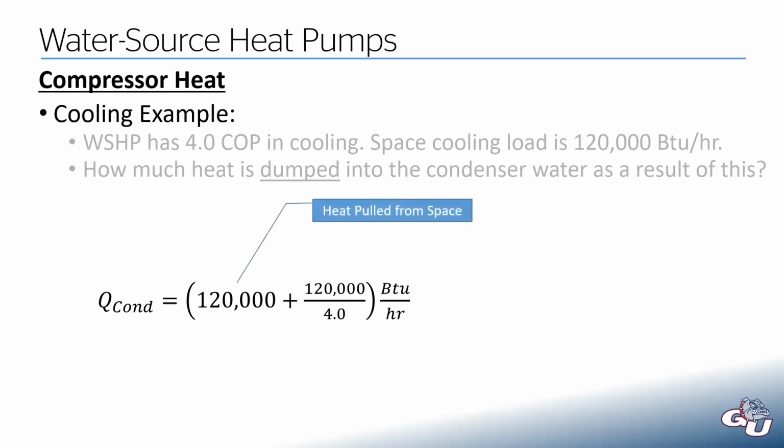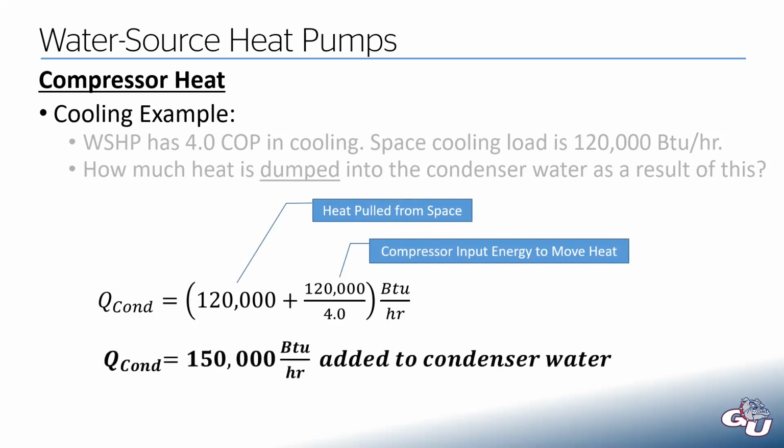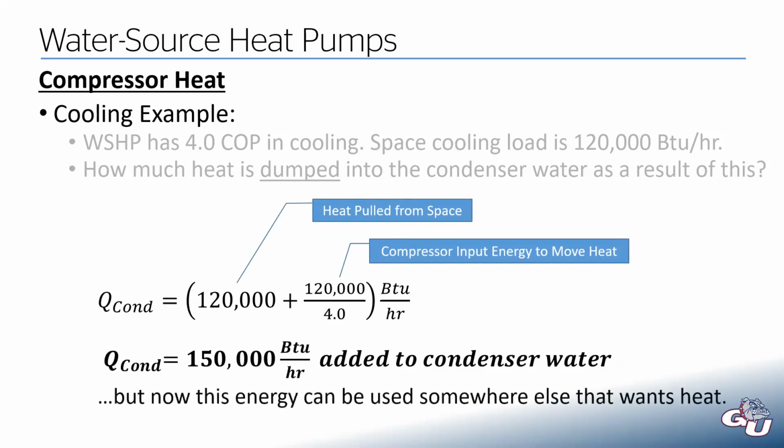That first term is the heat we're pulling from the space. The second term is our compressor energy that's required to move that 120,000. And so we're ultimately going to add 150,000 BTUs per hour to the condenser water. But now this energy can be used somewhere that actually wants that heat. And this illustrates the idea that there's this penalty you have to pay in cooling mode. I really only want to move 120,000. But in order to move 120,000, I have to reject 150,000.